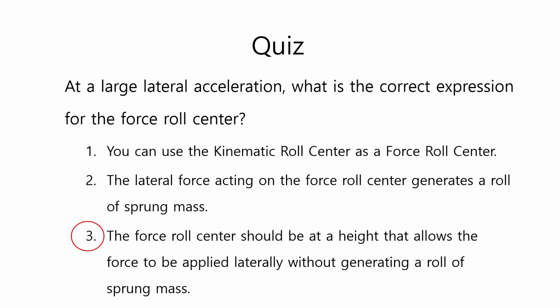Let's find out the answer to the quiz. At a large lateral acceleration, what is the correct expression for the force roll center? First, the kinematic roll center cannot be used as the force roll center because it causes the sprung mass to roll under large lateral forces. Second, the lateral force acting on the force roll center must not cause the sprung mass to roll. Third is the correct answer. The force roll center should be at a height that allows the force to be applied laterally without generating a roll of sprung mass.